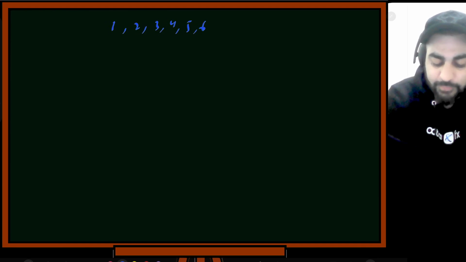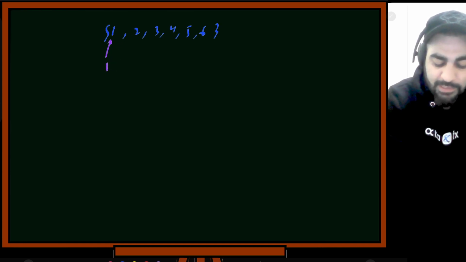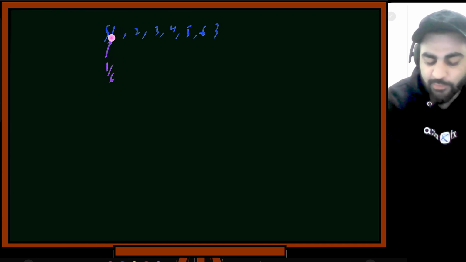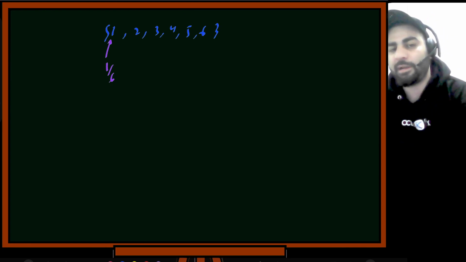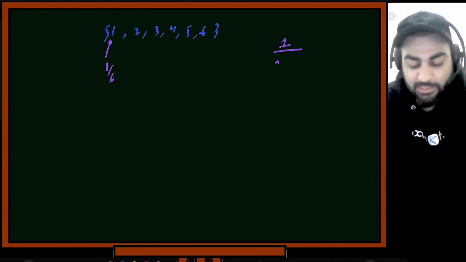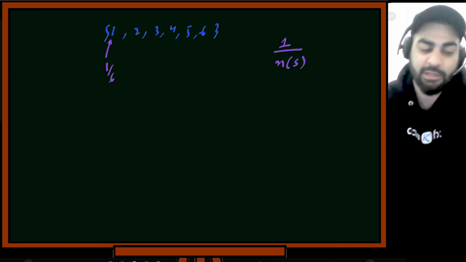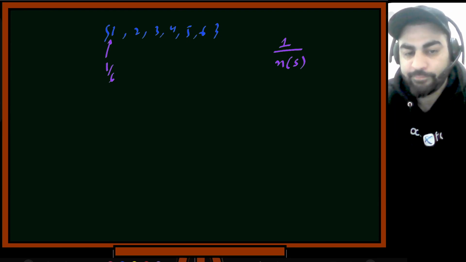Okay, if we have this roll of die, so this is 1 2 3 4 5 6. While assigning probabilities, you will give 1 by 6 to each, because the number of elements is 6, and you will do element divided by the number of elements in the sample space. That is the probability of each elementary event. Is it clear?